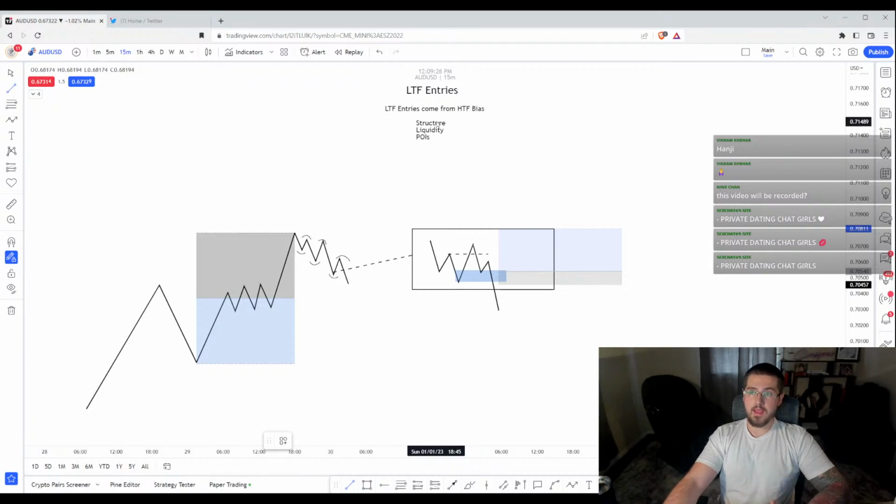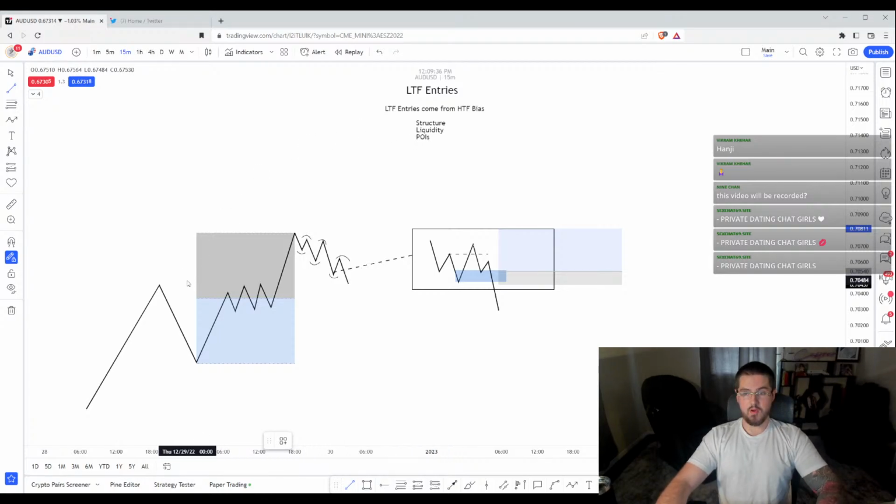So for me, I want to trade with the trend, the overall higher time frame. I want to incorporate a liquidity raid. I also want to make sure I'm trading from a point of interest. Some people might just trade from liquidity raids with no fair value gap or no order block. Some people might just trade from order blocks with no liquidity raid.